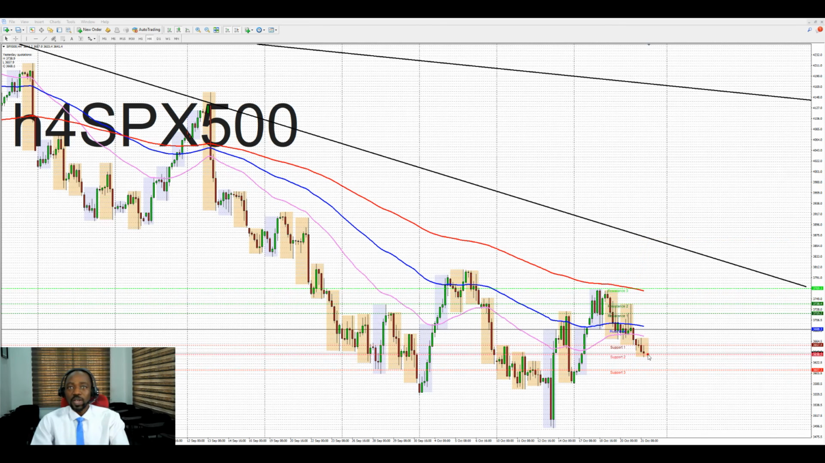Of course, if price breaks below, we may see price going to the support level and down further. All right, so we may have it trading around 3538 and 3517 levels.